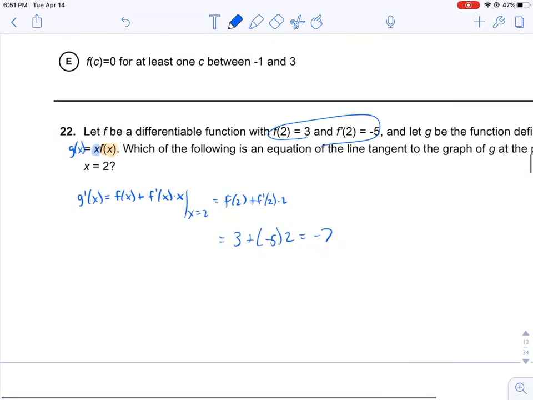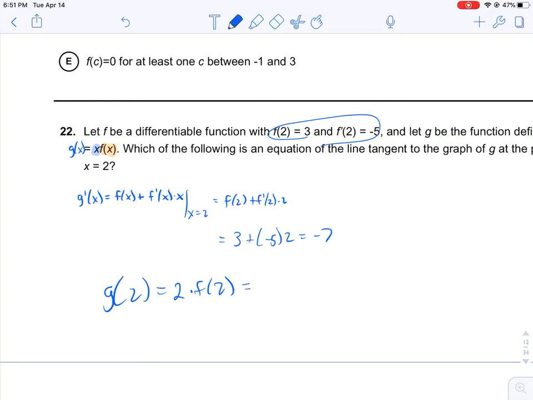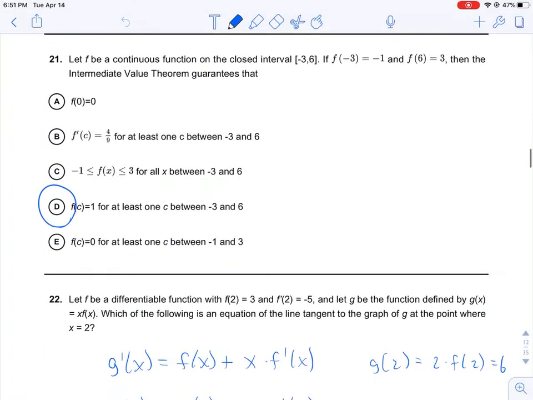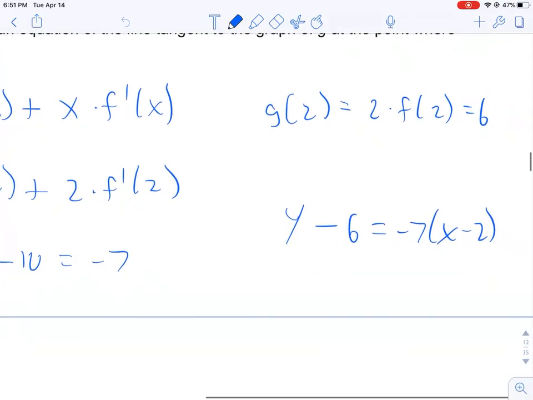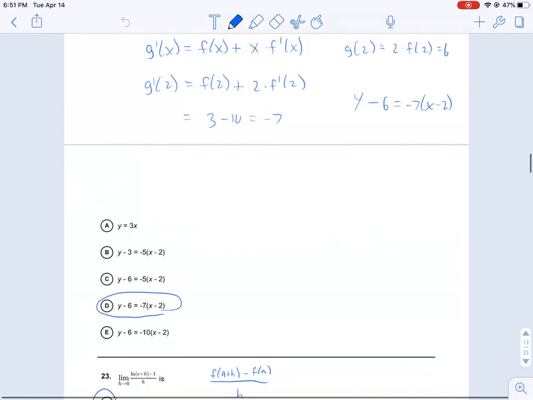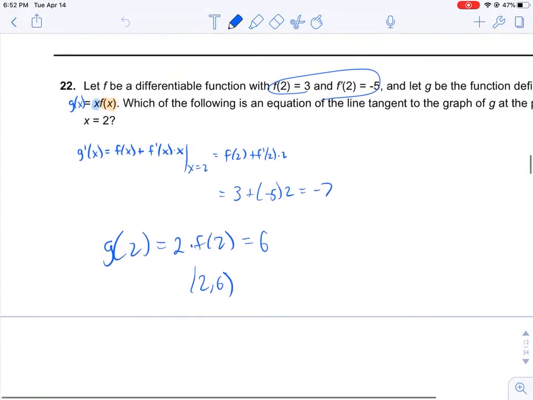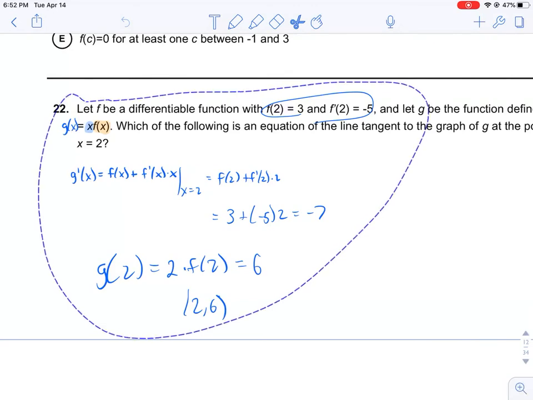So that's our slope. And when x is 2, we have to find the y value for g. So g of 2 is equal to 2 times f of 2, again using this function right here. F of 2 was given to be 3. So g of 2 is 6. So we have the point (2, 6) and a slope of -7. And so you can just do point-slope right there. And there's your final answer, which is answer D. Notice that they leave the answer in point-slope form. I'd say that's pretty typical.